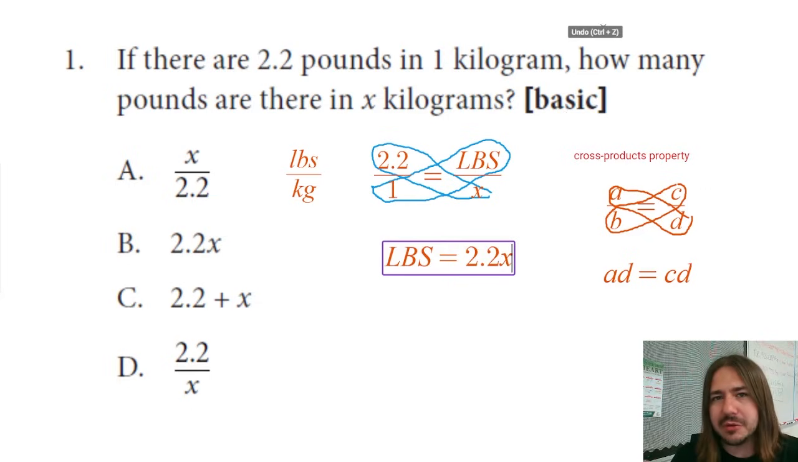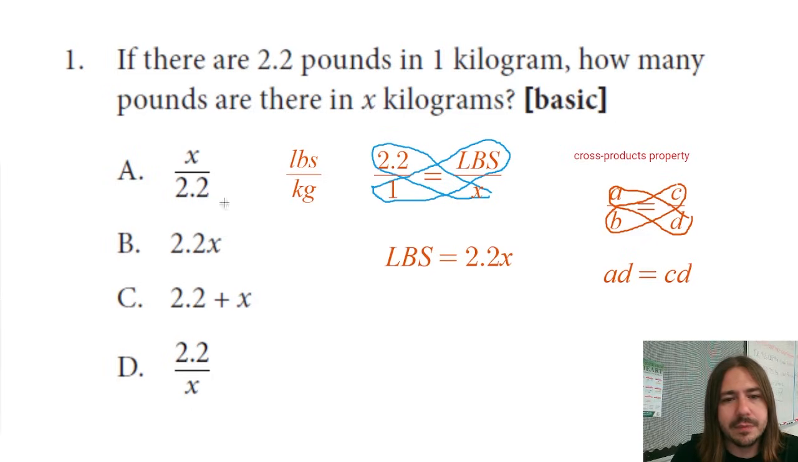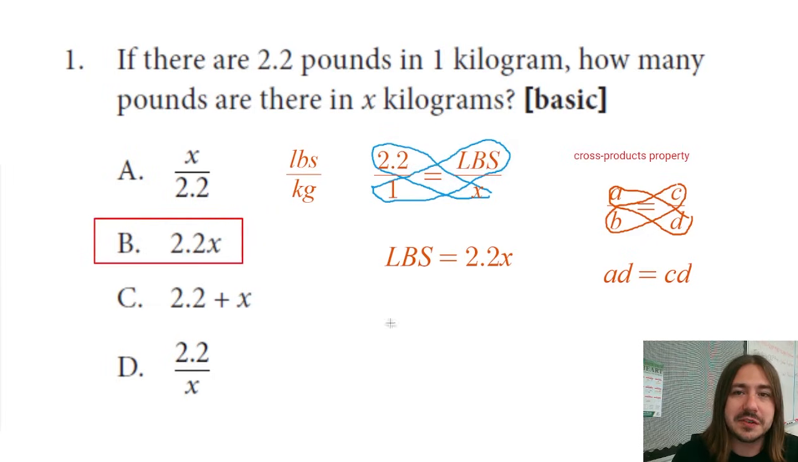Now, you can get away without doing any of this algebra if you just read it carefully. It's saying there's 2.2 pounds in each kilogram. So if you have X kilograms, you would have to multiply 2.2 by that many kilograms. So this one really isn't too bad. This is sort of the algebra behind the reasoning, but you can just reason your way through this, and our answer here is B.